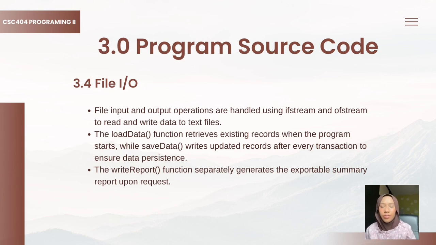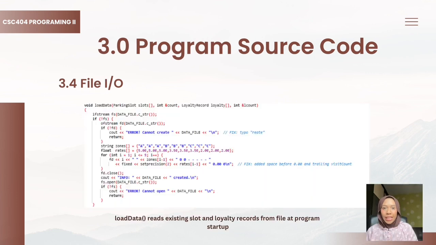Second, the save data function. This writes updated records back to the file after every transaction, making sure our data stays persistent. And the third one, the write report function, which is separate from the other 2 functions. It generates an exportable summary report only when the user requests one. Let's look at the load data function in more detail.